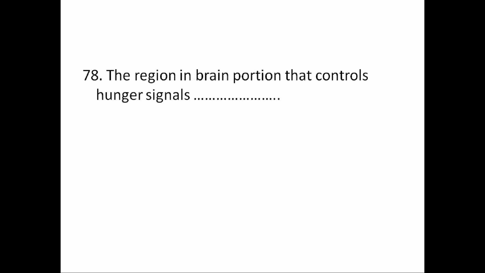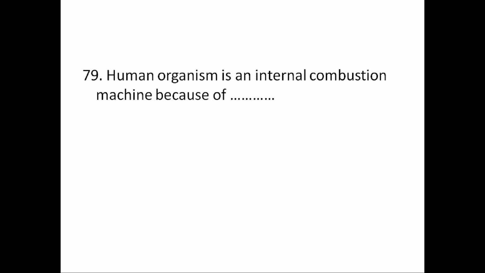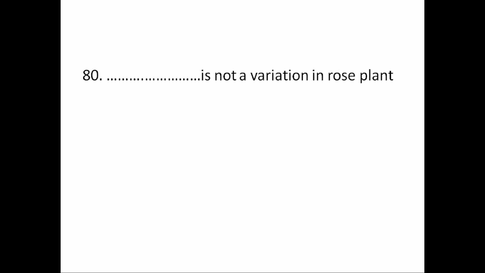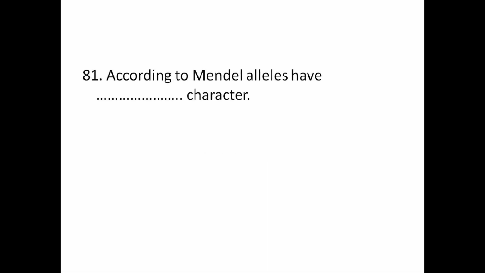The region in brain portion that controls hunger signals. Diencephalon. Human organism is an internal combustion machine because of assimilation of energy from food. Which is not a variation in rose plant? Tendrils. According to Mendel, alleles have ___ character, pair of genes.